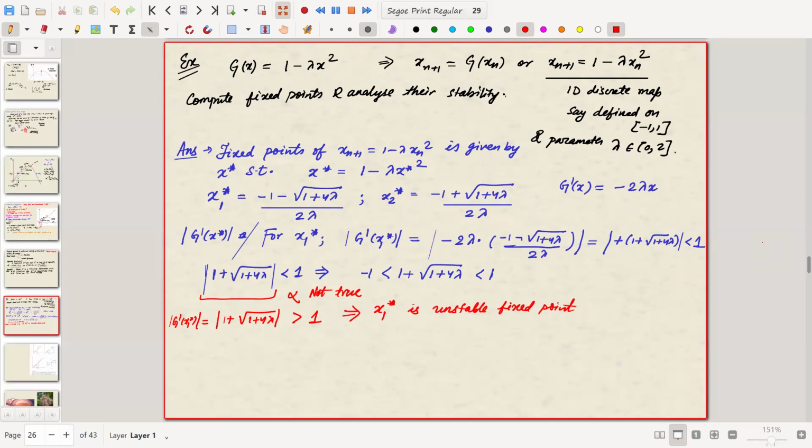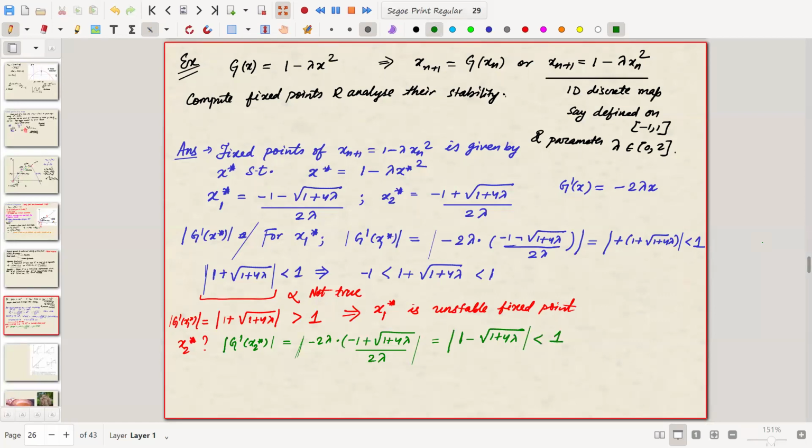or maybe we'll do it here, is actually to find about x2 star. What about, to tell me the stability of x2 star? So for that we will evaluate g prime at x2 star. And that quantity is given by -2 lambda times (-1 plus 1 plus 4 lambda) divided by 2 lambda. So this is equal to 1 minus this quantity.